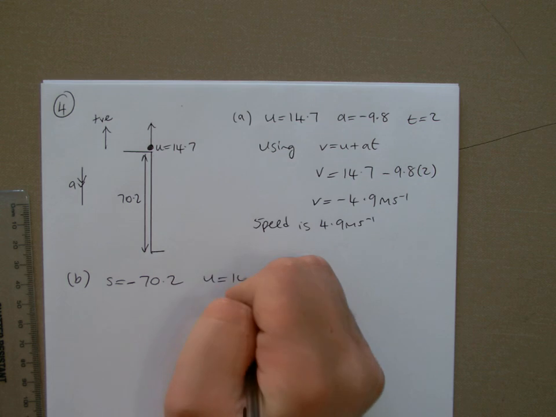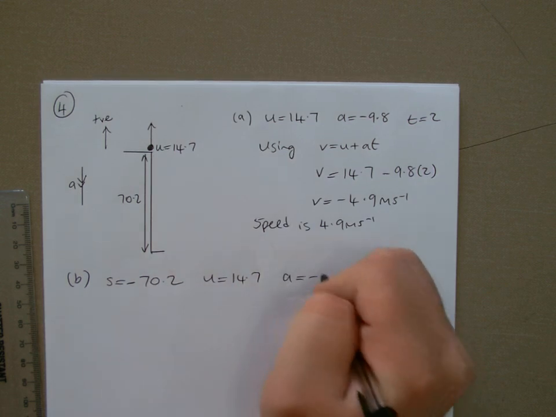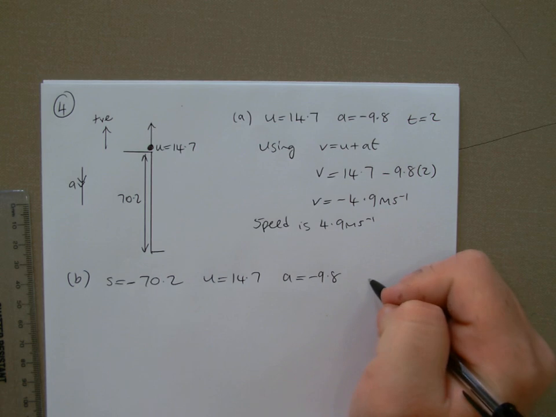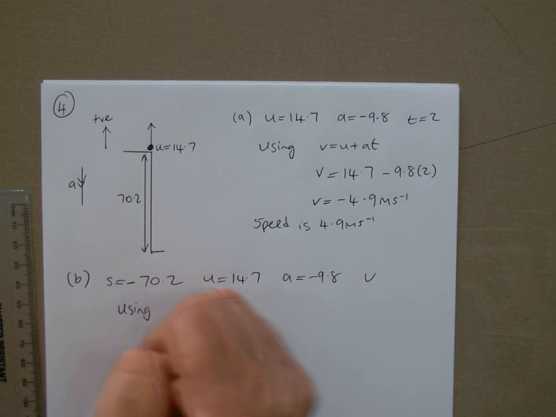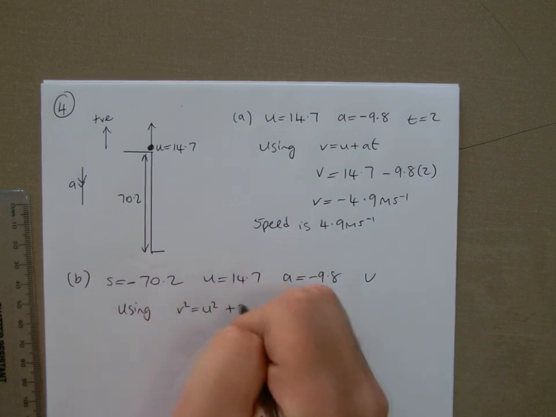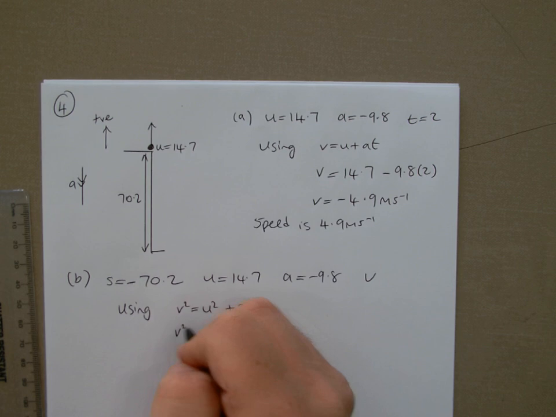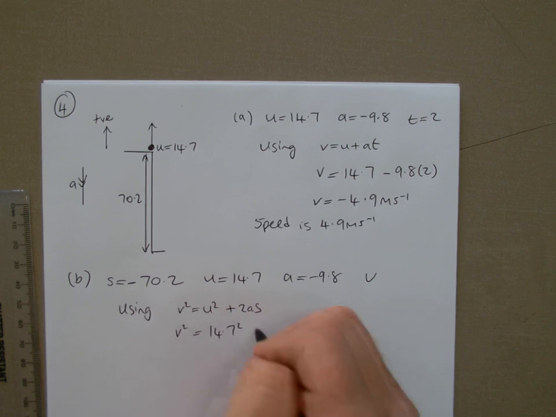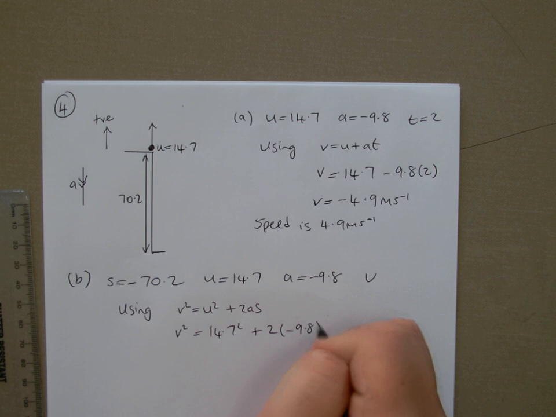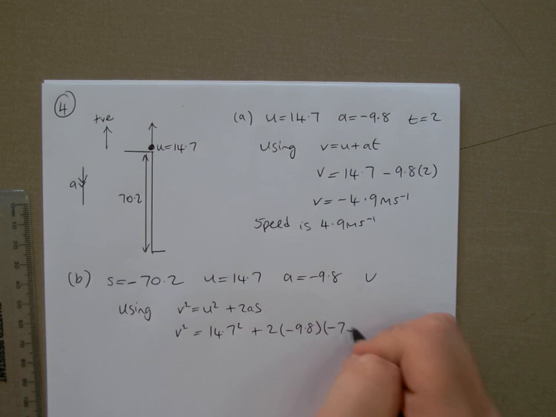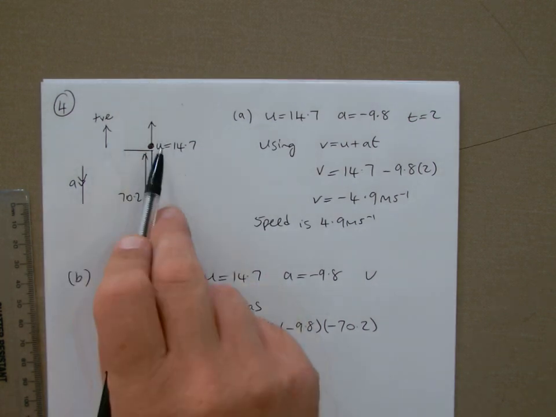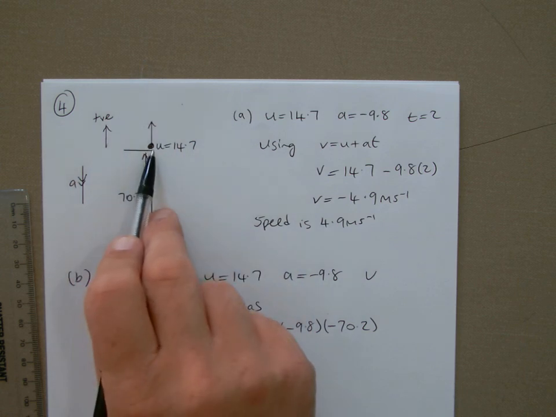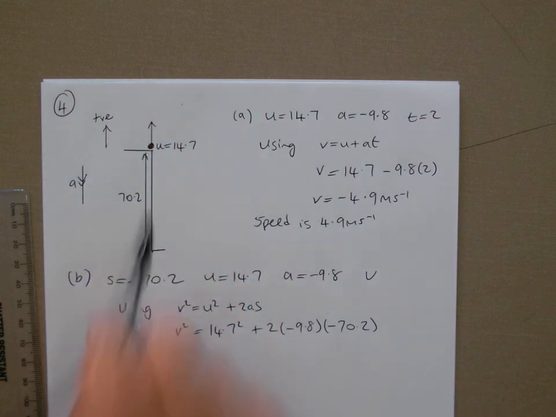We know the initial speed is 14.7, we know a is minus 9.8, and we want v, don't we? We want the speed. So we can use there v squared equals u squared plus 2as. So v squared will be 14.7 squared plus 2 times minus 9.8 times s. And of course it's so important to have s there as minus 70.2, because it is negative displacement in terms of our axis system here, upwards is positive from our origin, and downwards negative.